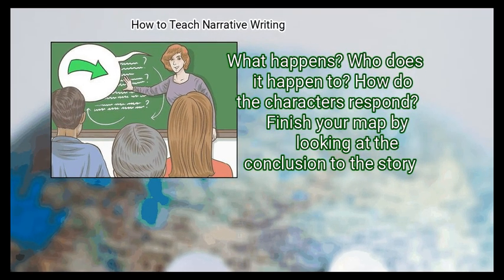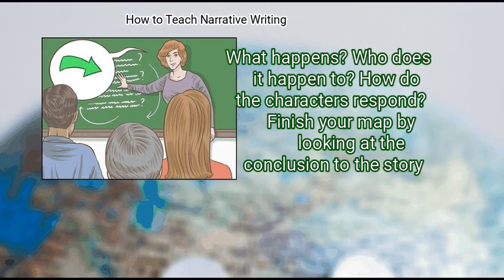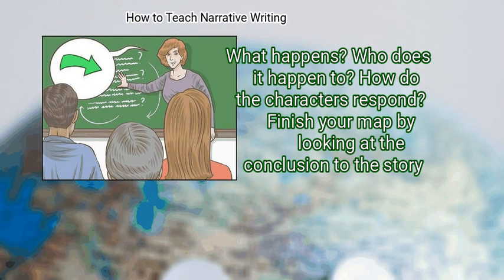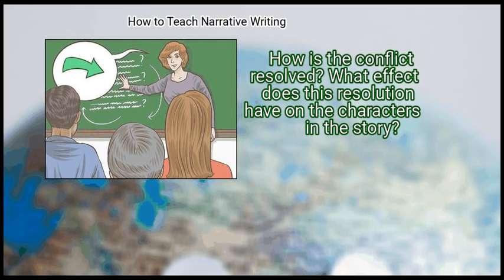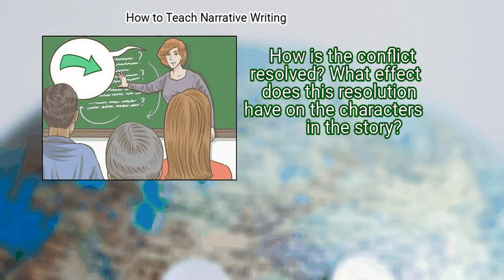What happens? Who does it happen to? How do the characters respond? Finish your map by looking at the conclusion to the story. How is the conflict resolved? What effect does this resolution have on the characters in the story?